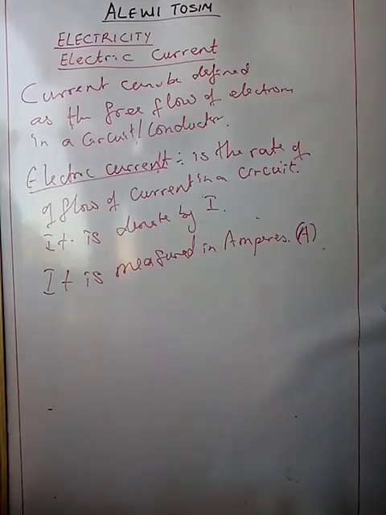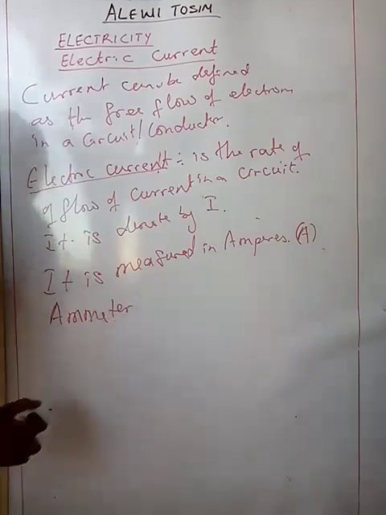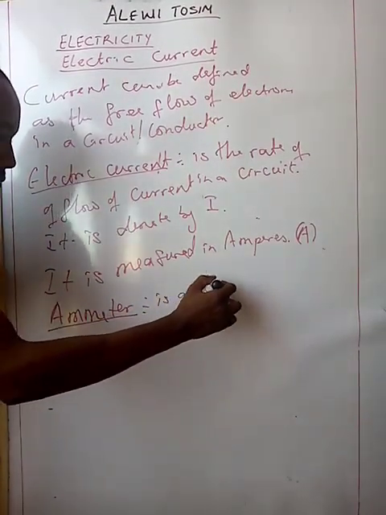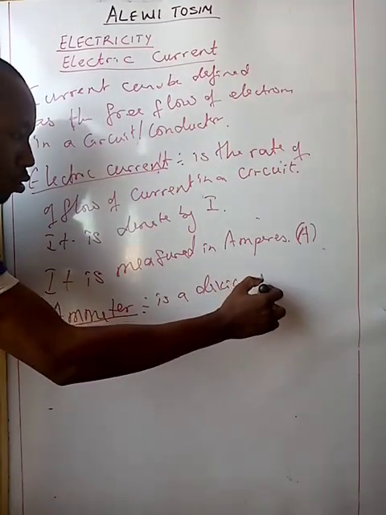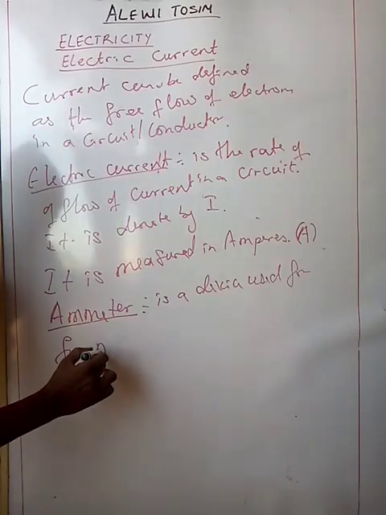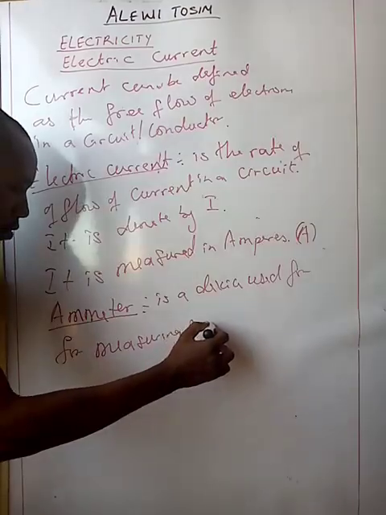Current is measured in amperes, and we also say that current can be measured using a device known as an ammeter. Ammeter, we say, is a device used for measuring current.